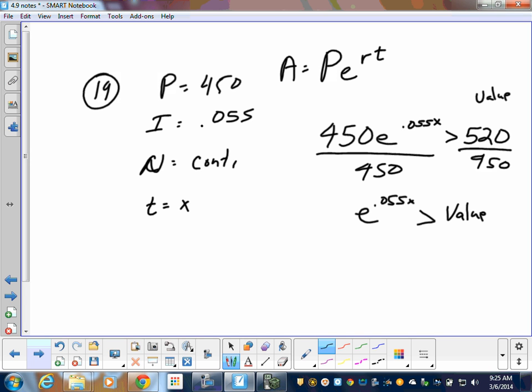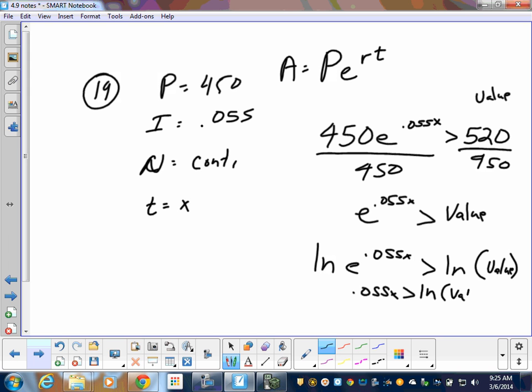Okay. Now I need to get rid of the e, so I take the natural log of both sides. And so if I took the natural log of this side, I got to take the natural log of that value, whatever it is. How do I find that value? I divide 520 by 450, or 52 by 45. Then that gives me 0.055x is greater than whatever that number is. And I find that number again by doing that work, and I divide by 0.055. I divide by 0.055. And there's my answer. That's my answer right there.